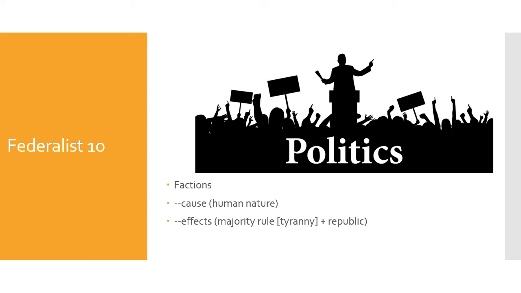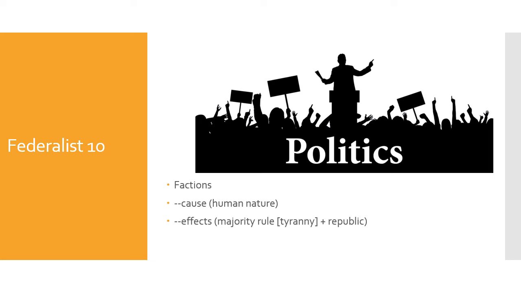And Federalist 10 says there's no reason to try to end human nature, that all we can do is control the effects. And Federalist 10 warns against majority rule. We have a pure democracy, where whichever group is the most powerful will have the most power, obviously.